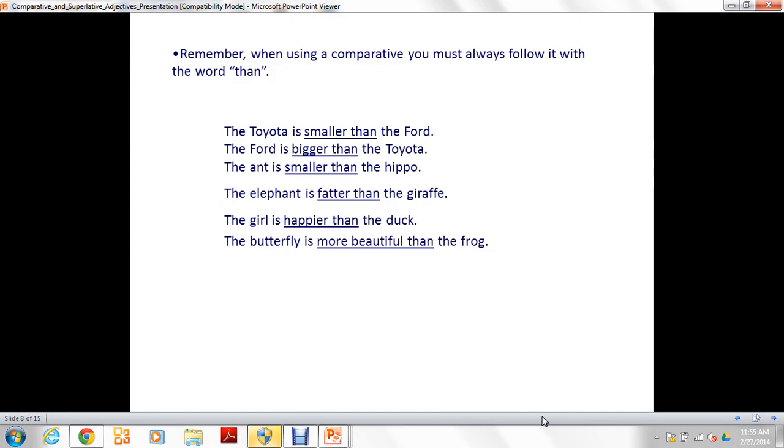Remember, when using a comparative, you must always follow it with the word than. The Toyota is smaller than the Ford. The Ford is bigger than the Toyota. The ant is smaller than the hippo. The elephant is fatter than the giraffe. The girl is happier than the duck. The butterfly is more beautiful than the frog.